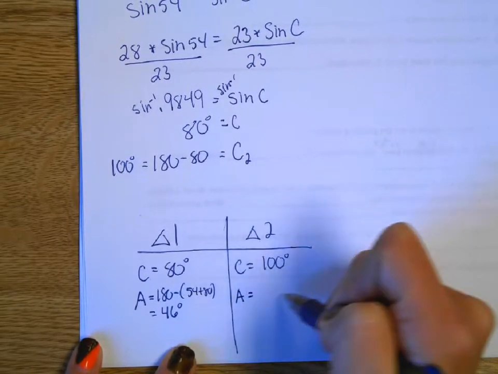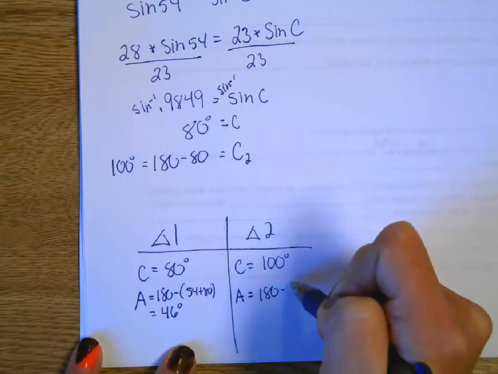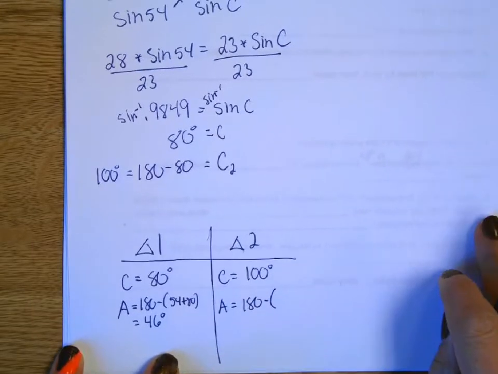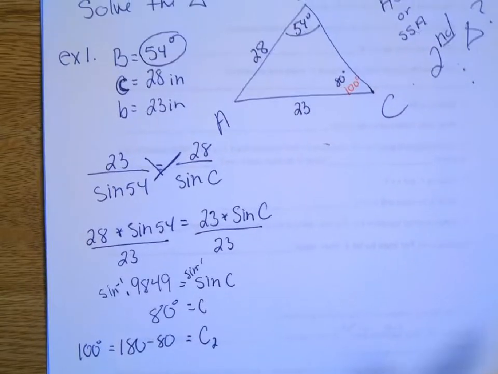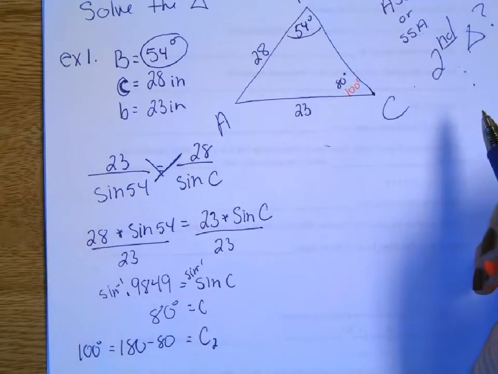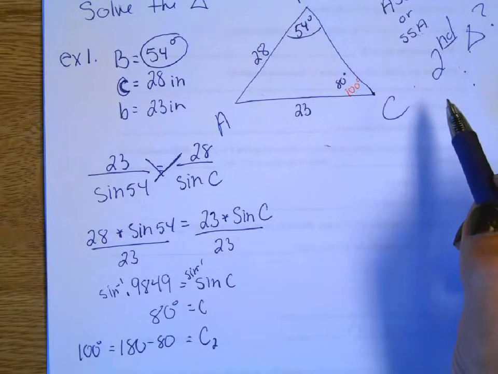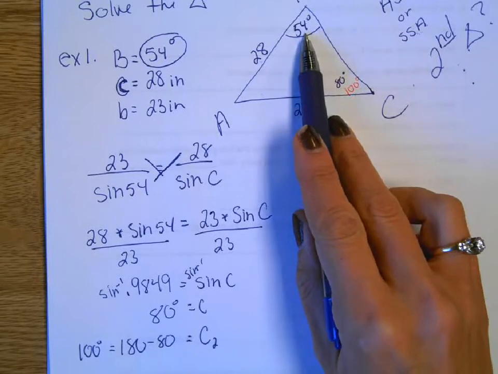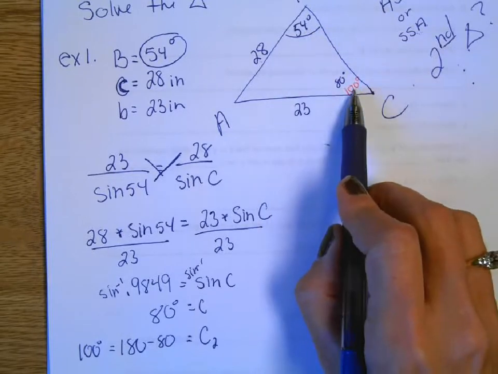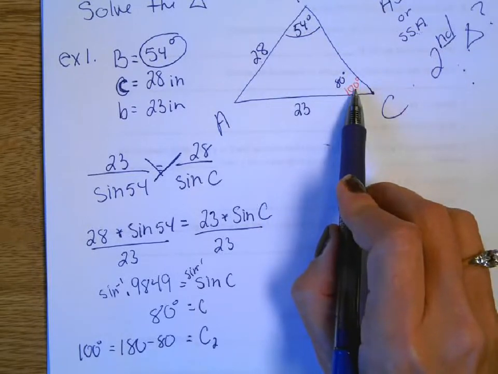Second triangle. What are my two angles in the second triangle that I know? Not what do the two angles I know. What are they? 54 and 100. The 54 doesn't change. That was given to me. But this angle C can switch to 100 in the second triangle.